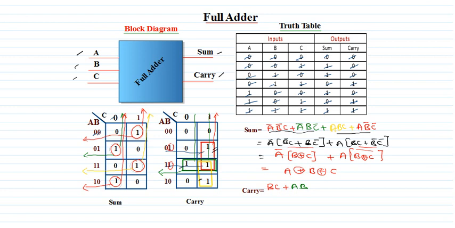Now for the yellow group, we have 2 rows, and the common term is 1 and 1, which corresponds to A, so I can write it as A here. Vertically, it corresponds to one single column and the value is 1, so I can write it as C. This is BC plus AB plus AC, or AB plus BC plus AC.